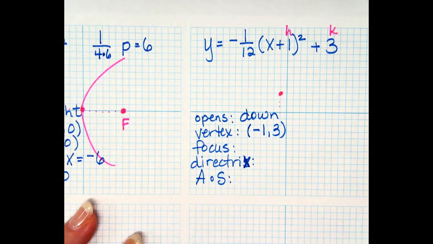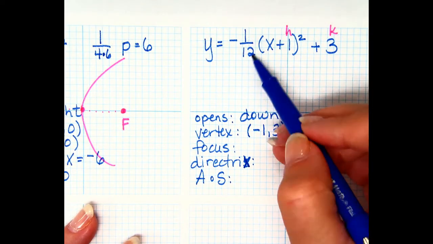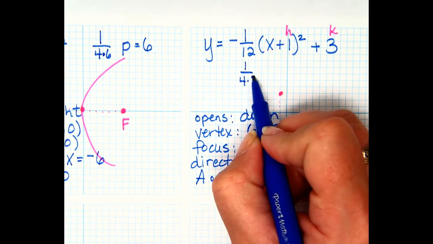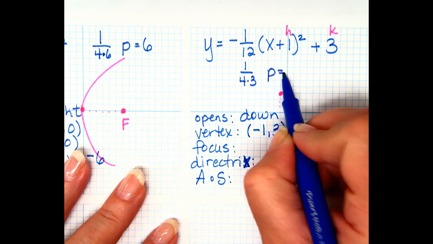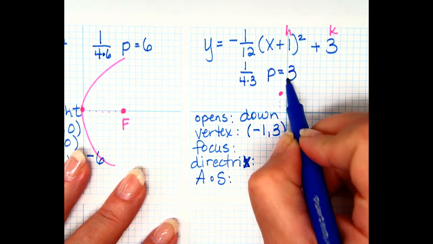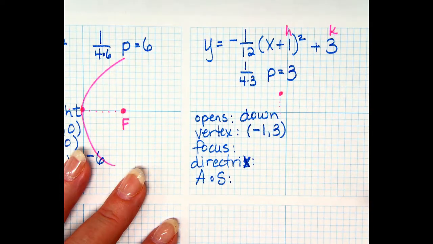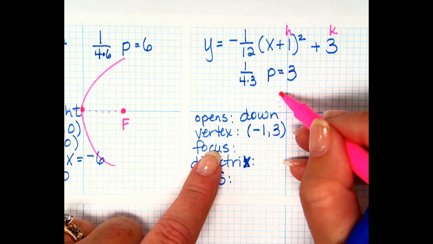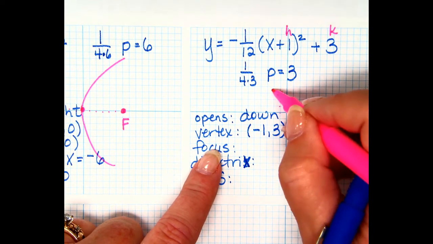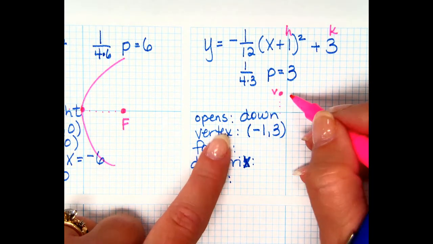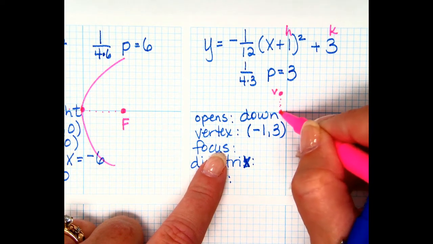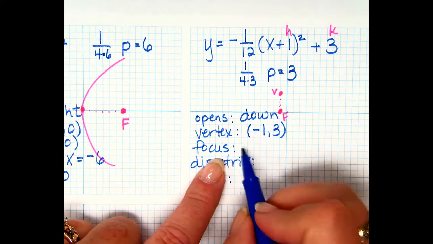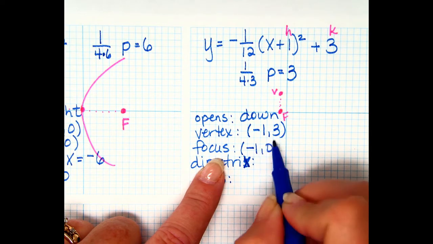How are we going to figure out the focus? What do I need to change this to? 1 over 4 times what? 3, which means P is 3, right? 4P. So where's my focus? It's 3 away from my vertex, right? That's my vertex. And I know it opens down, so my focus is down. So that is my focus, isn't it? So -1, 0.